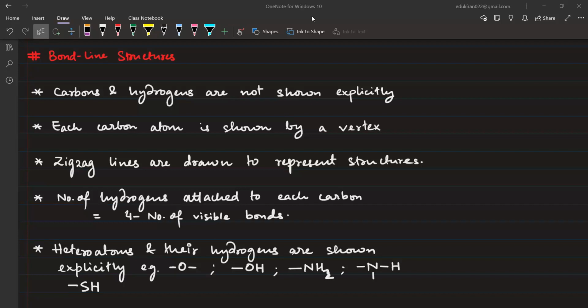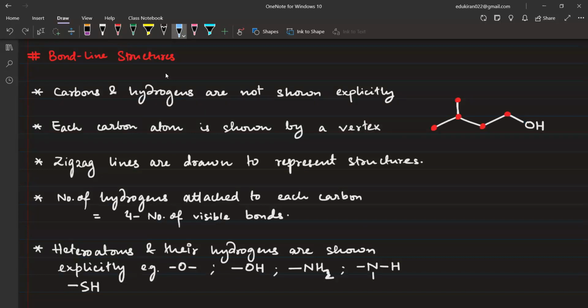Okay, so let me just explain this. Each carbon atom is shown by a vertex. What does it mean? For example, if I have written something like this, then here, this is the carbon atom, which is a vertex. This is also a carbon atom because it is a vertex. And after that, you will see that it is ending just here, right? So it is also a carbon atom. This is also a carbon atom. This is also a carbon atom. But please remember, this is not a carbon atom, okay?